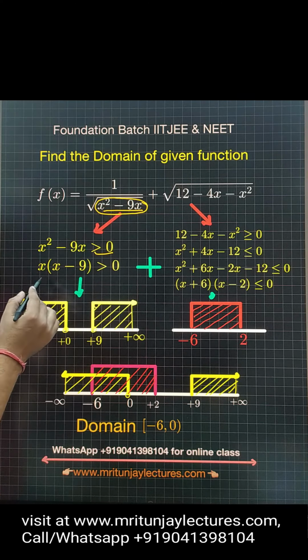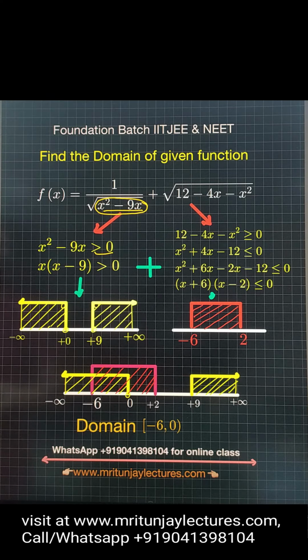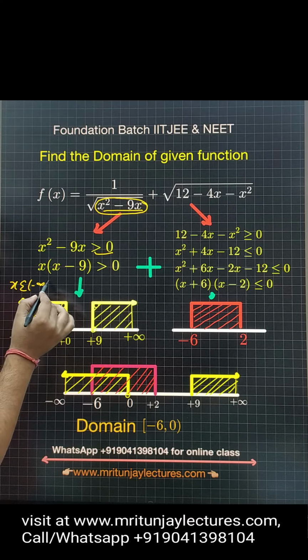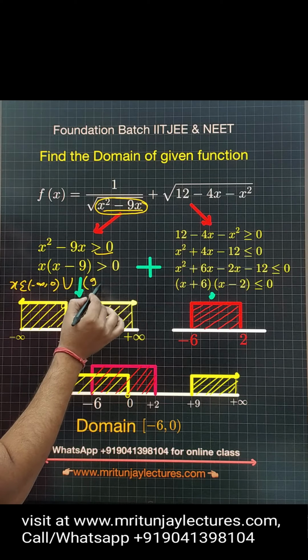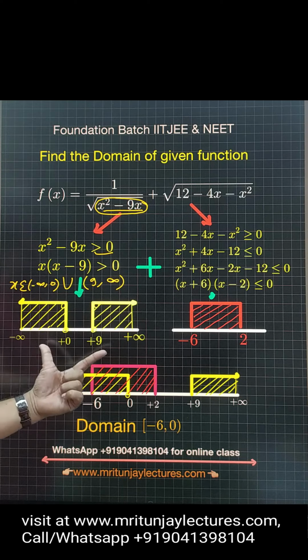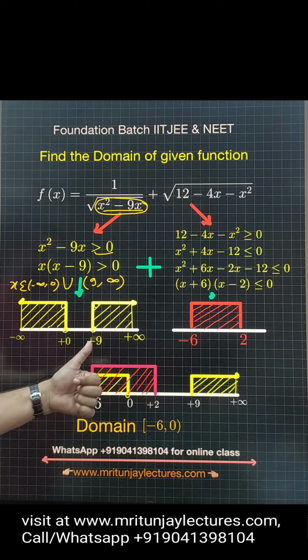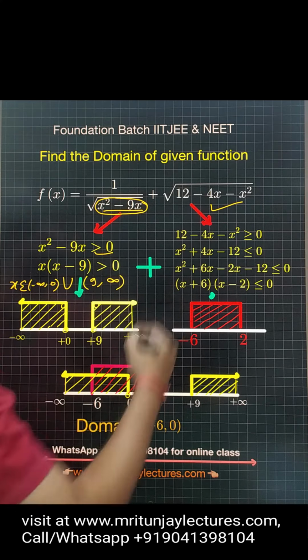So you can say that if x is common, then x into (x minus 9) is greater than 0. After that, you can say that the domain of that one is minus infinity to 0, union open interval 9 to infinity, or written like that: minus infinity to 0 and 9 to infinity. Okay, now look here, what about the domain of that function?